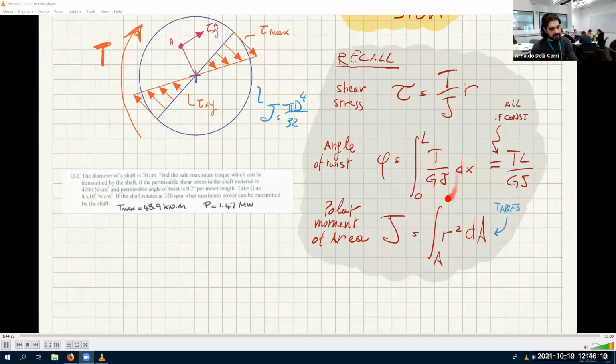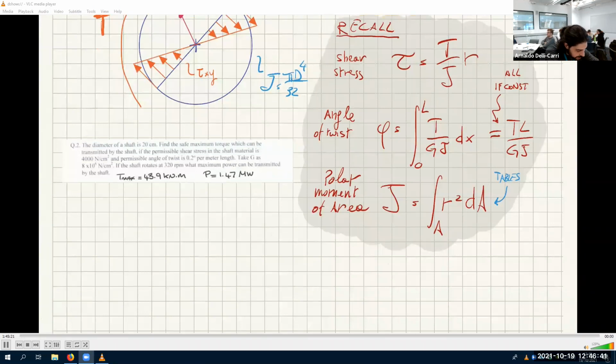Now, this is the general formula, which you should integrate. So if T is changing with x, or G is changing with x, or J is changing with x, you have to use the integral. If T, G, and J are constant, they go outside of the integral, and if everything is constant, it's just TL over GJ. That's what you need. We are going to assume everything is constant so far. Later on, we might change that.